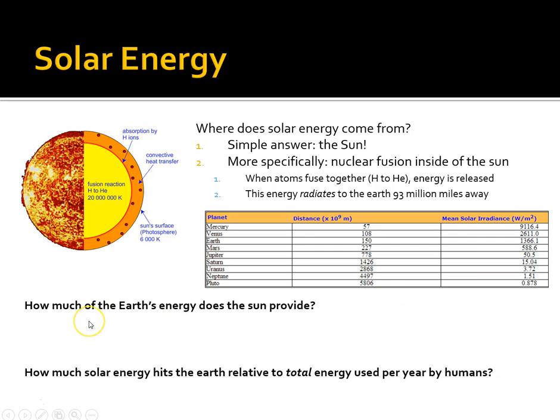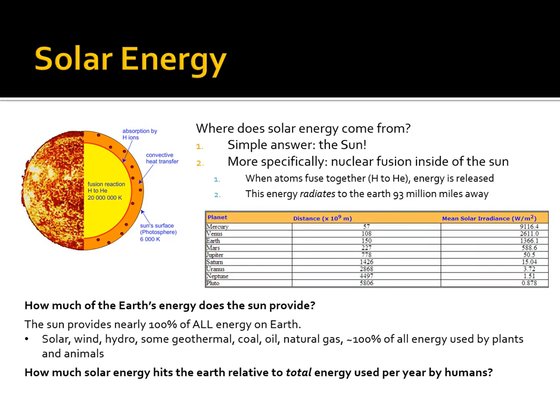Okay, so let's answer these questions. About how much of the Earth's energy does the sun provide? So feel free to press pause for these questions, of course. As it turns out, the sun actually provides almost 100% of all energy on the Earth. If you recall from our previous lessons, you know that all our fossil fuels, coal, oil, natural gas, are solar energy because they're made from dead plant material and in some cases animal material. But also, of course, solar energy.